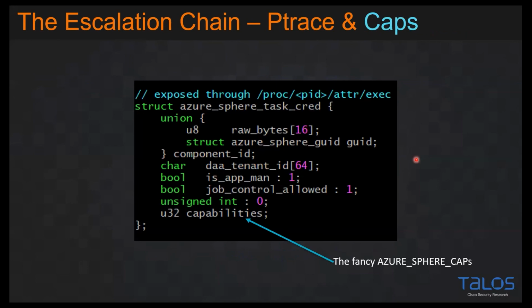Unless we pop another bug. So bug number 5, I swear I'm almost done. Azure Sphere capabilities are stored in a different structure than normal Linux capabilities. Whereas normal Linux capabilities are stored in the cred struct, Azure Sphere capabilities are stored in this special little struct.